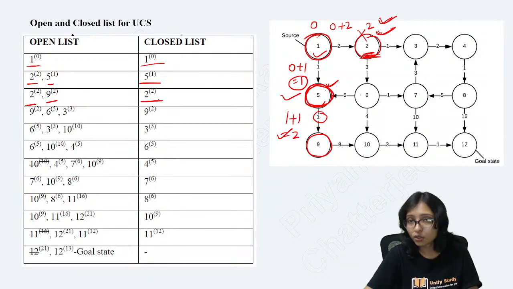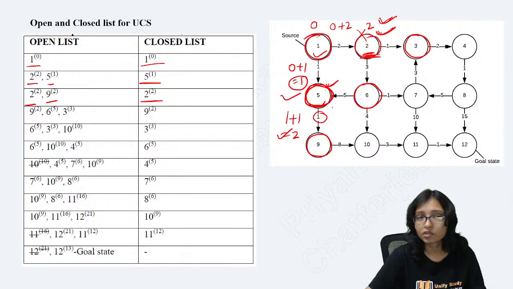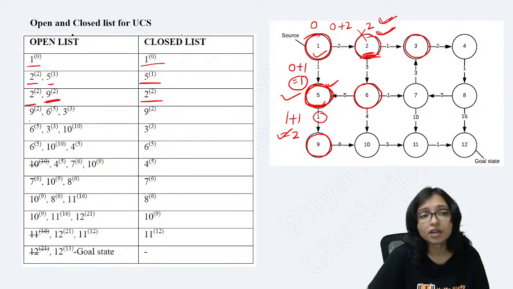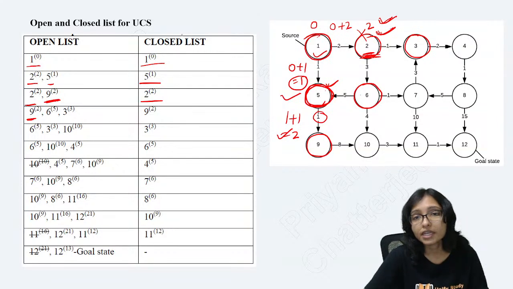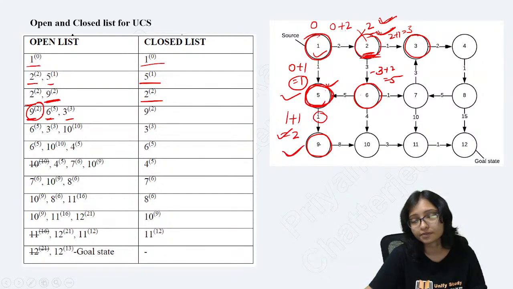Whenever 2 came to the closed list, which are open to me now? This is also open to me and this is also open to me. Right? Yes. So now 9 was already present, that is 9 with 2. Now from here to here I will add the distance, 3 plus 2, that is 5 now. And from here 2 plus 1, that is 3 now. So you can see 6 will be 5 and this is 3. Out of them, which one should I choose? I should choose the 9 because it is now 2. So I should choose this one.